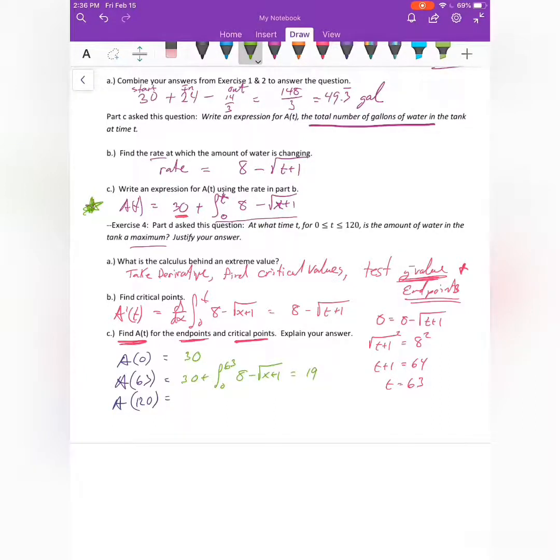So this one is 193.3 repeating. That's the amount of water in the tank at that time, and then do the same thing with 120. Remember, again, I'm going to show you how to do this in a calculator if I haven't already. And when you put in 120, you get 103.3 repeating.